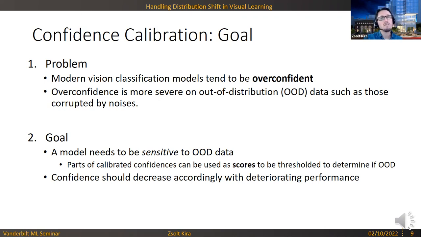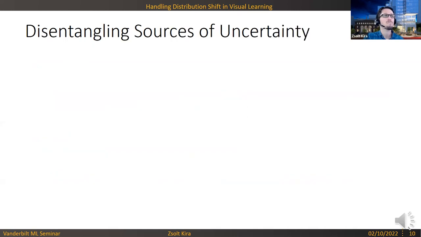Typically, out of distribution detection is performed as a binary classification problem. We have some scoring function based on either the features, the probabilities, or the logits that determines in a binary way whether it's in or out of distribution, using a threshold on the score. And again, one of the goals is that the confidences should decrease according to the deteriorating performance, that is, the empirical accuracy of the model.